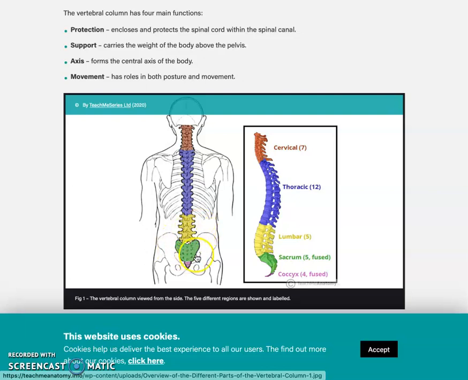Then we have the sacral vertebrae. These are fused together and form part of the pelvis. So this is the way that the appendicular skeleton, the hind limbs, attach to the axial skeleton through the sacrum. And then finally we have the caudal vertebrae. Those are the tail vertebrae.